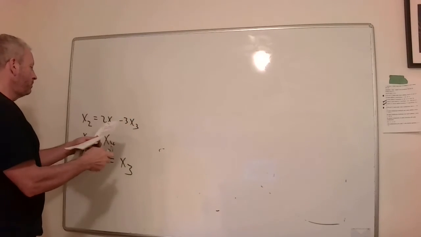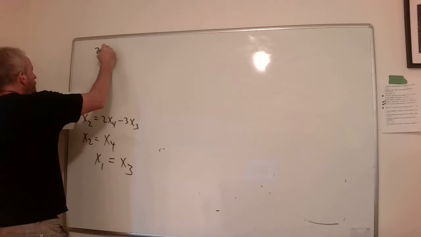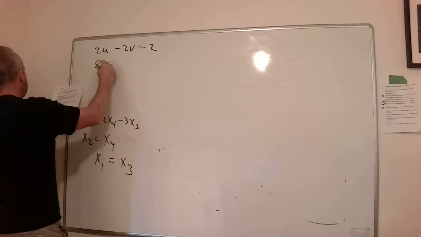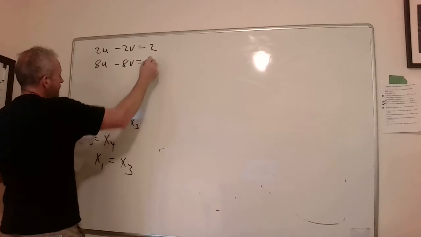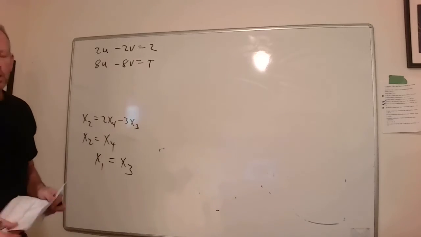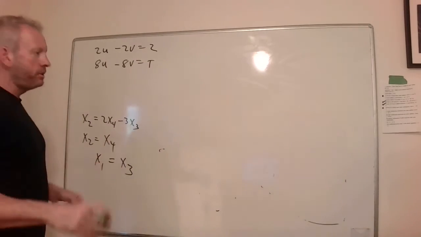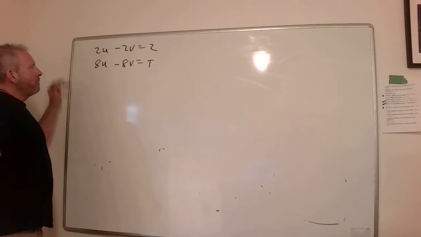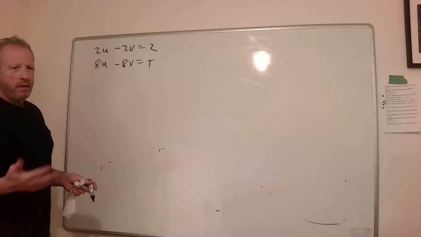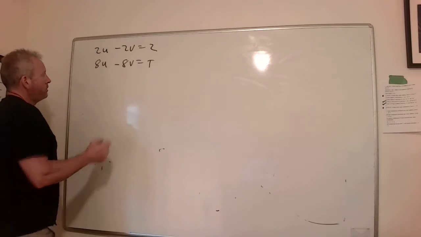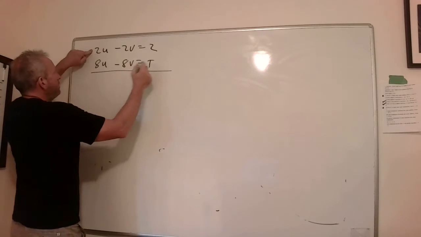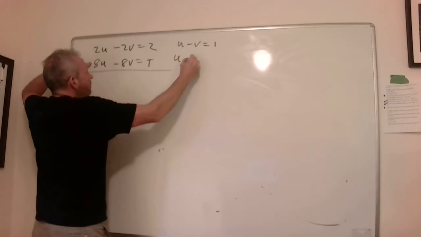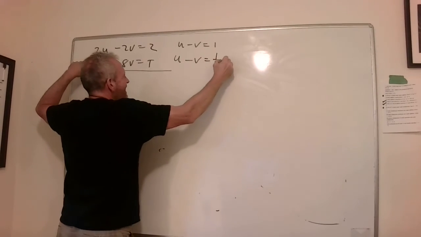So for question number 2, we were given the following. 2u minus 2v equals 2, and 8u minus 8v equals t. And the question is, for what value of t could we possibly get no solution, an infinite number of solutions, or a unique solution? Remember, whenever you have a system, you can do those row operations, and you get an equivalent system. So to make this easier to look at, let's divide both sides by 2. We get u minus v equals 1. And here we get u minus v equals 1/8 t.